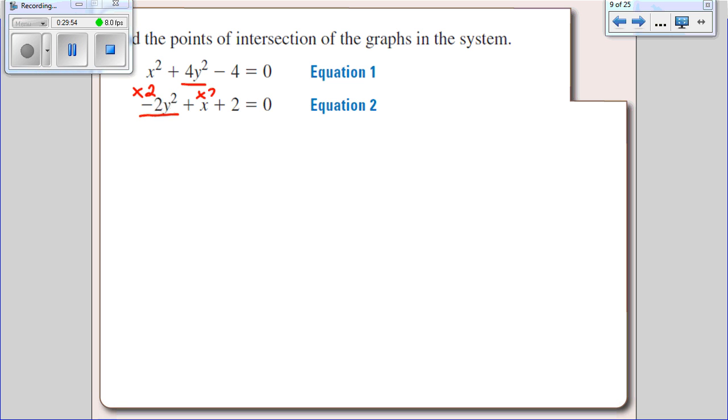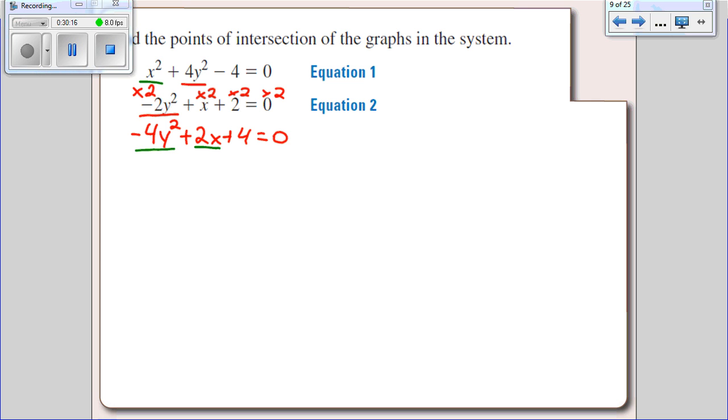And you're going to probably want to reorder it so that it's in the same order, because we're going to notice that it's not in the same order. The x's are not in the same spots. In fact, that's just an x and an x squared. The y squares are not in the same spot. The constants are, equal signs are, zeros are. So we're going to reorder this thing.